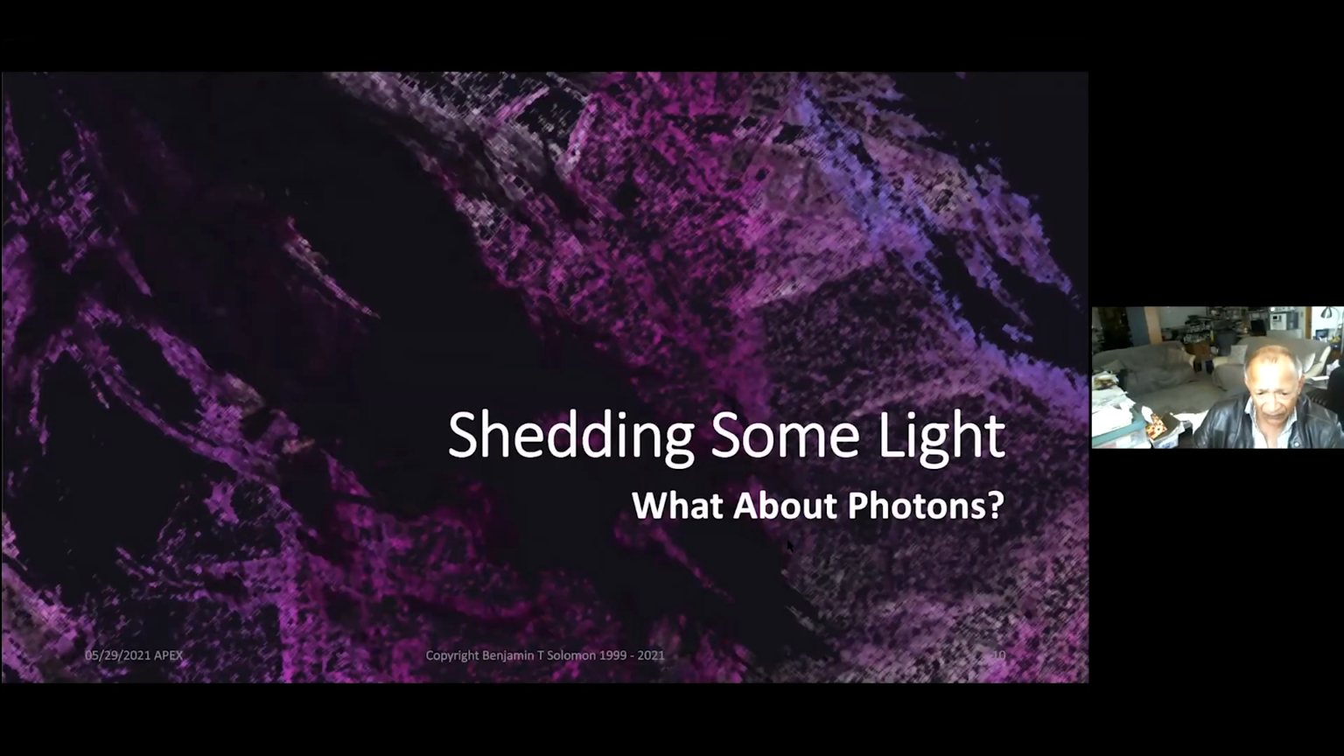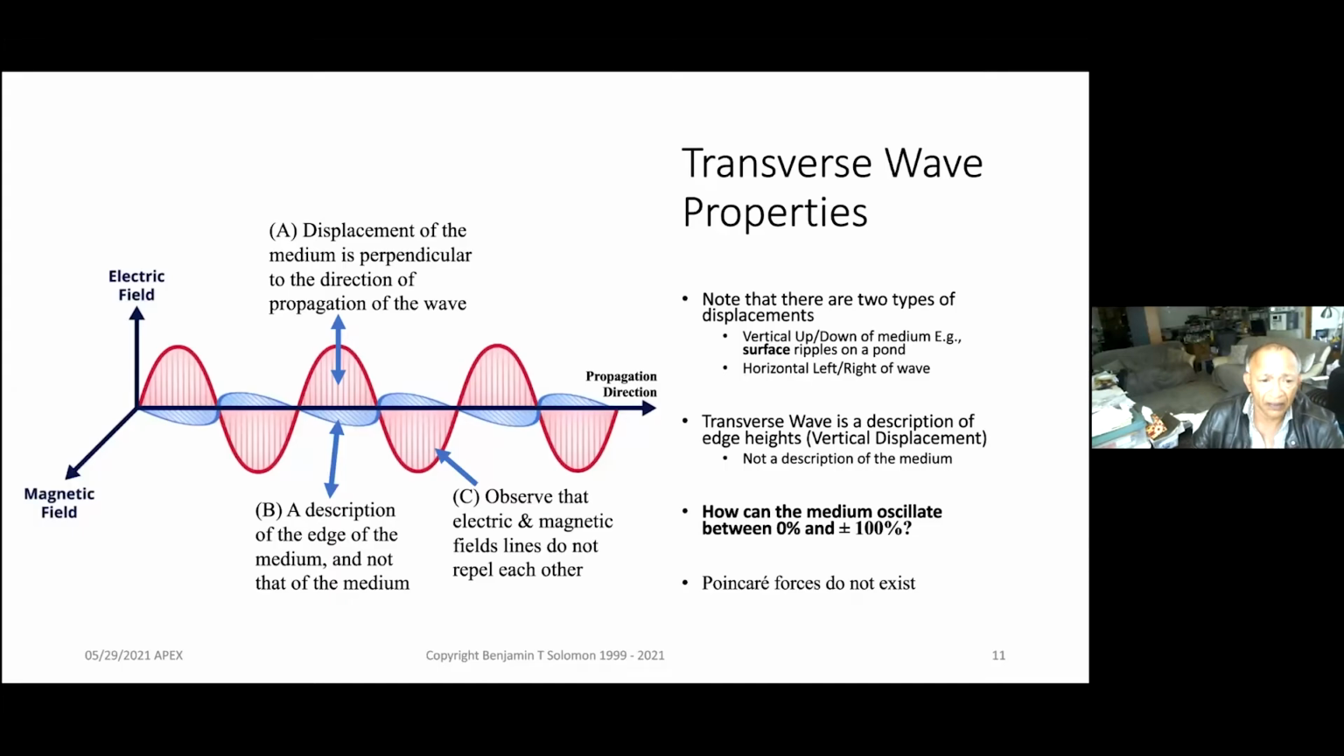So the next section is shedding some light on photons. We'll look at what the structure of photons is. If we look at a transverse wave, there are two types of displacements. The edge of the electric or magnetic field moves up and down, and the motion vector of the transverse wave is moving orthogonally. So the edge is actually a description of the transverse wave, but not of the medium.